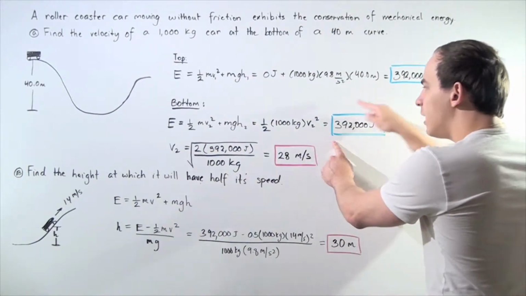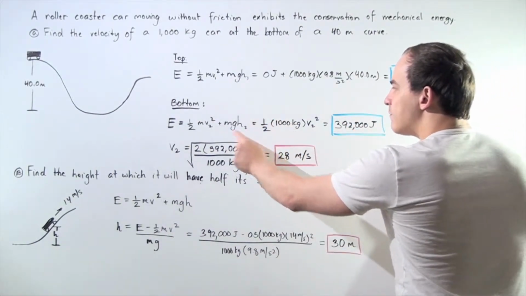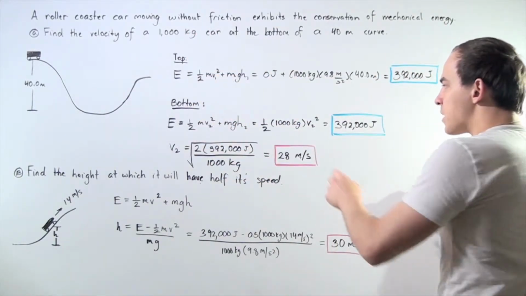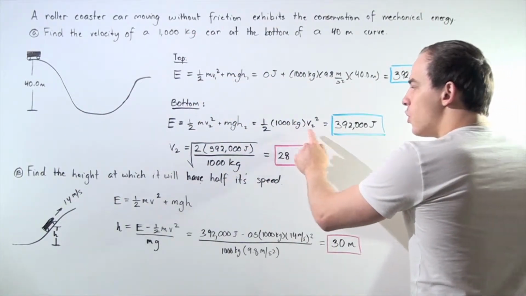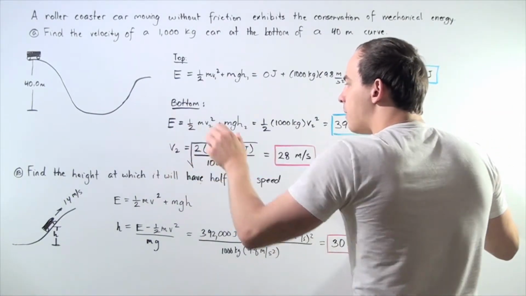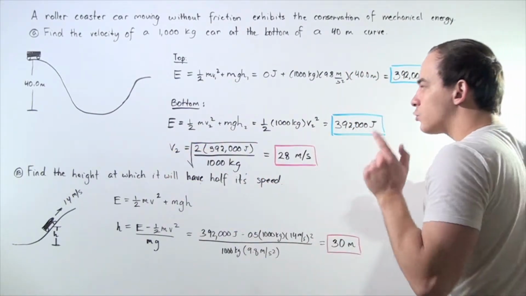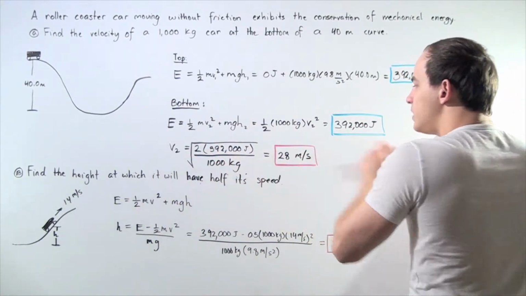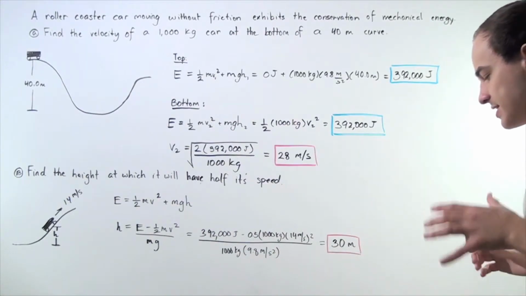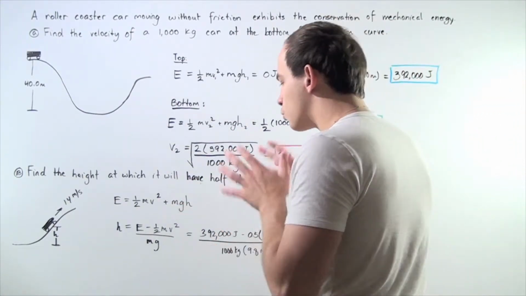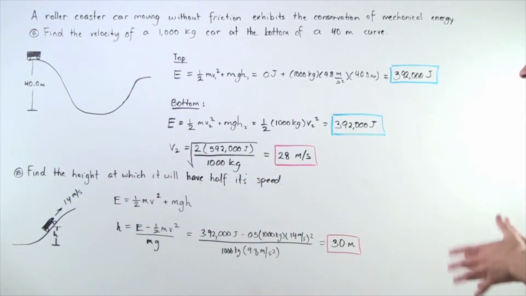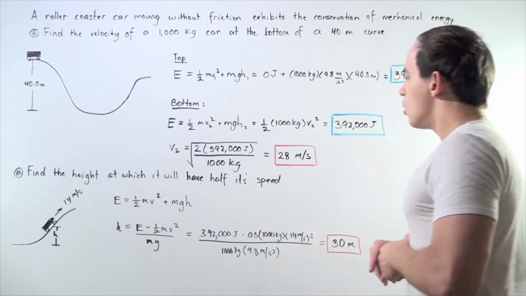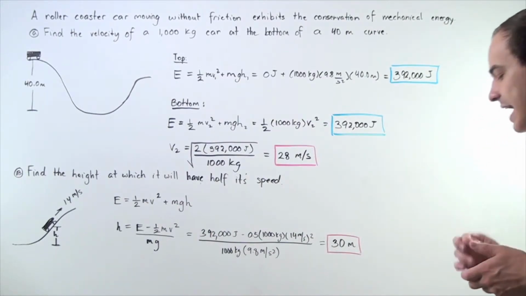So this value is equal to 1/2 m v2 squared, where the mass is 1,000 kilograms. We can solve for v2 and get our velocity at the bottom. v2 is equal to the square root of 2 times this value divided by the mass, and we get 28 meters per second. So at the bottom of the roller coaster, the velocity of the car with a mass of 1,000 kilograms will be 28 meters per second.